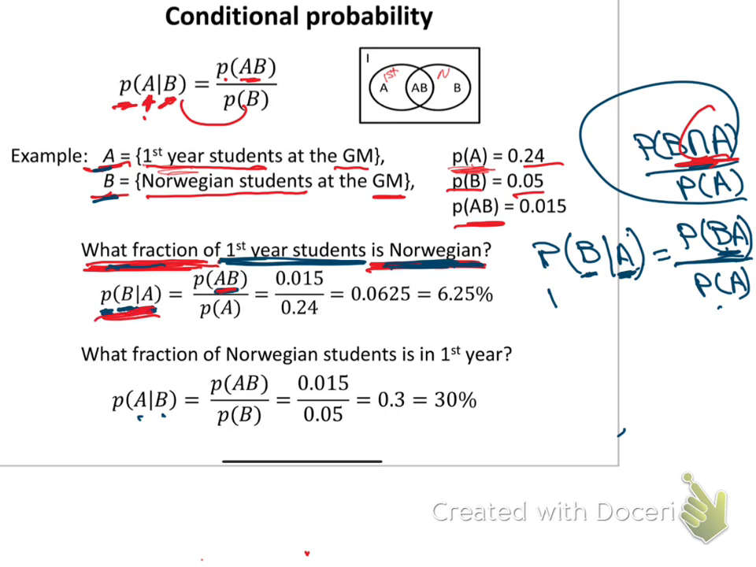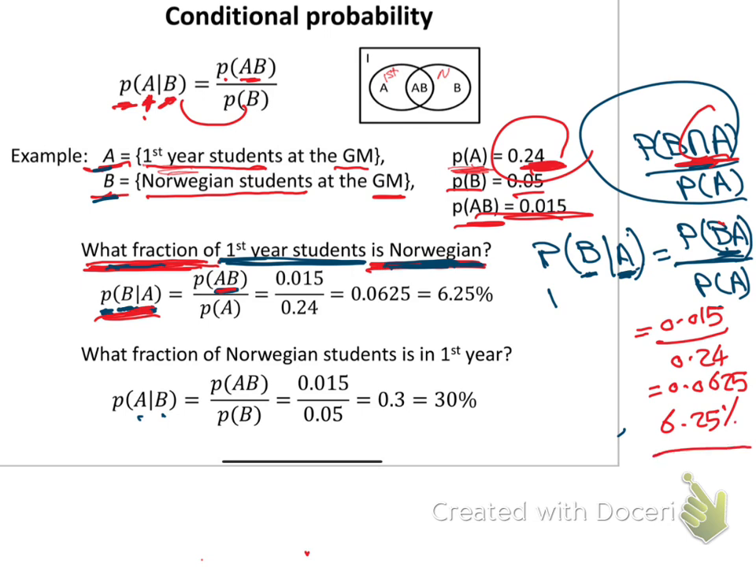Okay, the probability of BA or AB, which is 0.015, equals 0.015 divided by the probability of A, which is 0.24. So it would equal 0.0625. If I want to get it as a percentage, it would be times 100, so it would be 6.25%. Okay, this is the probability of the first year students being Norwegian.